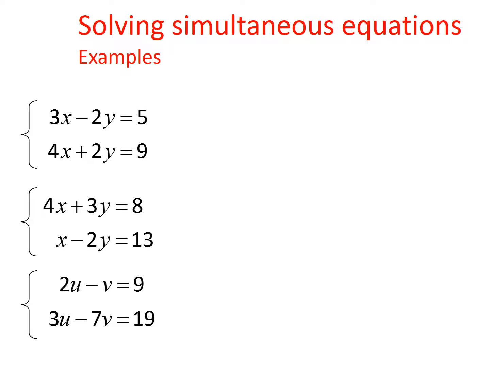So rearrange the first one. We would add 2y to both sides, 3x, and minus 5 to both sides equals 2y. And then just put that 5, 1, 2, bottom there. And then this one we want to rearrange to get x. So 4x equals 9 minus 2y over.